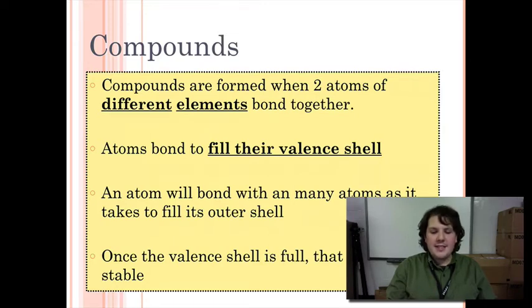However, once any single atom is full, that atom is done bonding. So once that atom either reaches 8 valence electrons in its outer shell or gives up all of its valence electrons so it has none, that atom will be done bonding. And if you need to continue, we need to bring in another atom of the same element.